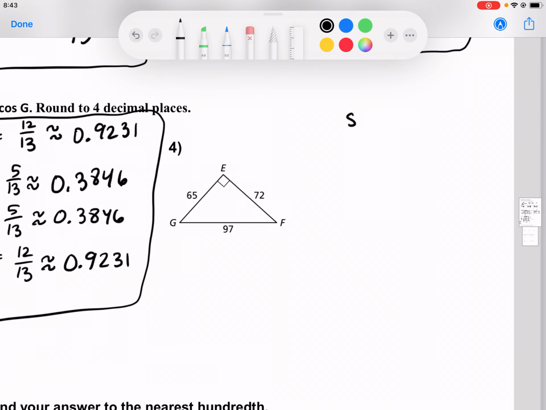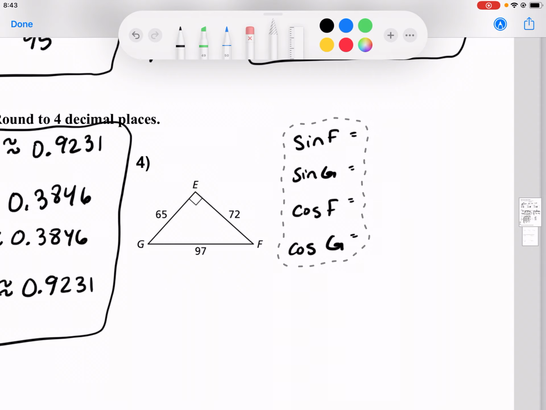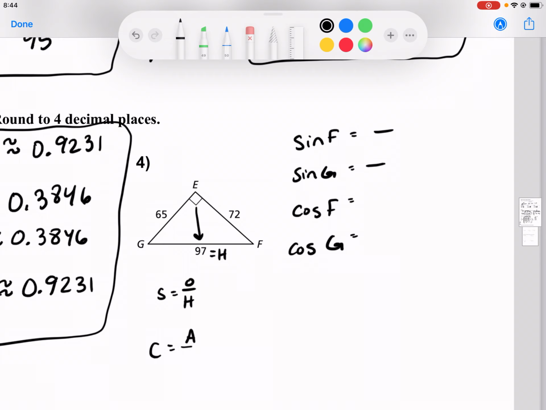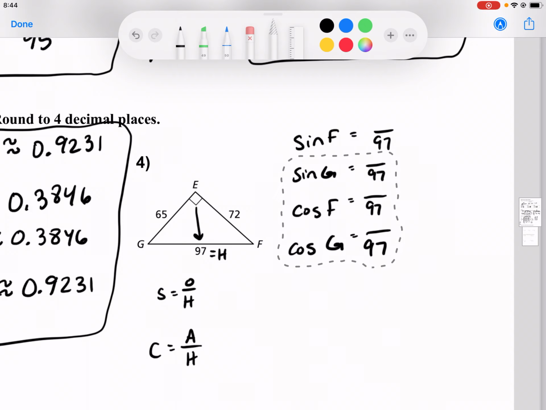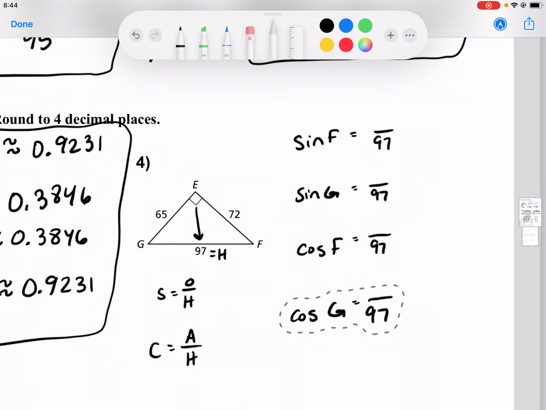All right, let's do the same thing for this one. So sine of F, sine of G, cosine of F, cosine of G. Okay, so remember, sine is opposite over hypotenuse. The hypotenuse is the 97. In fact, cosine is adjacent over hypotenuse. So I know all of these are going to be over 97. That's a given because that's our hypotenuse. I'm going to move these away from each other. Now let's find for the sine, if we're going to F, the opposite side would be 65.